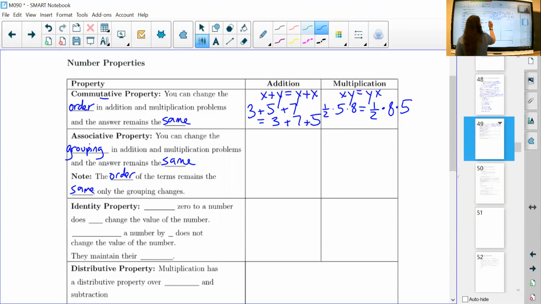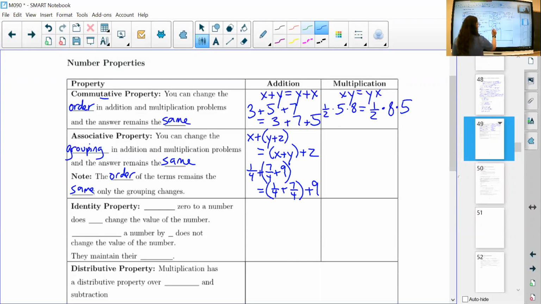So for example, x plus y plus z, here we're adding y and z and then adding x. Well, I could just as easily add x and y and then add z. Or equivalently, if I have 1/4 plus 7/4 plus 9, that's 1/4 plus 7/4 plus 9, which is an easier problem for me to do.